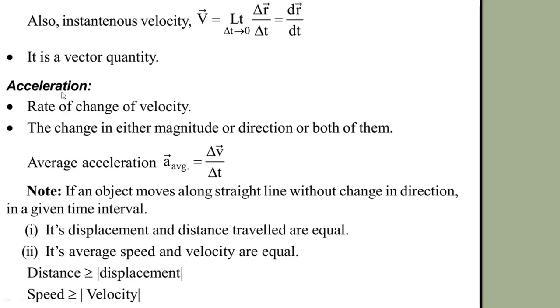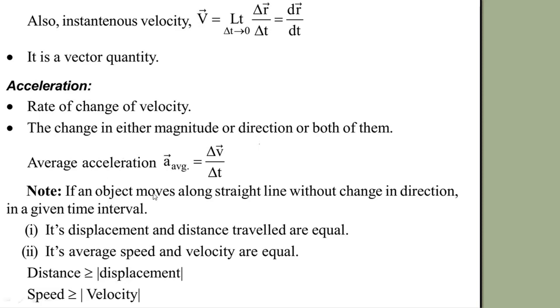Then acceleration. Acceleration is the rate of change of velocity. So average a bar is equal to delta v bar divided by delta t. It is a vector quantity because it has both magnitude and direction.